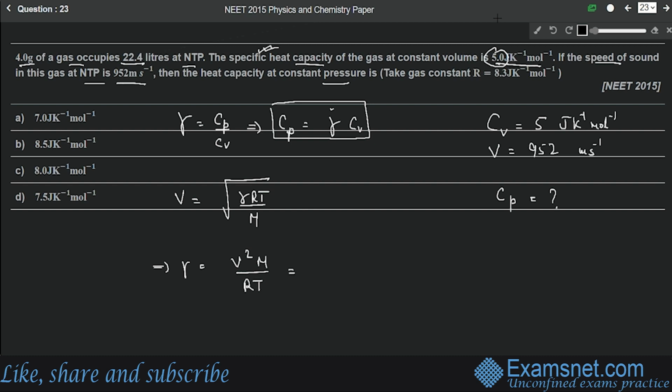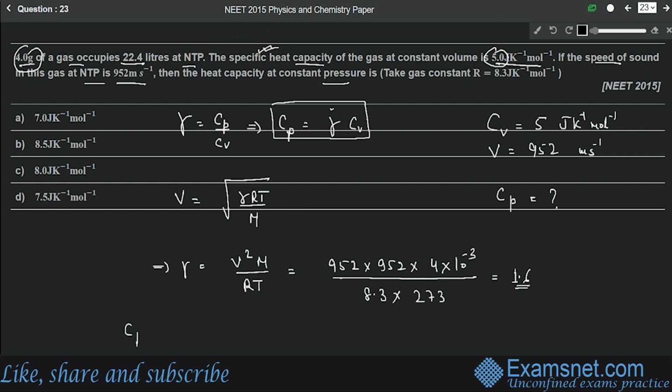V is given as 952 meter per second. So 952 into 952. Then M is given as 4 grams of the gas. So 4 grams, that means 4 into 10 to the power minus 3 kg, upon RT. R is the gas constant, that is equal to 8.3, and temperature will be 273. Now if you solve it, you'll get 1.6. So this will be the value of gamma.